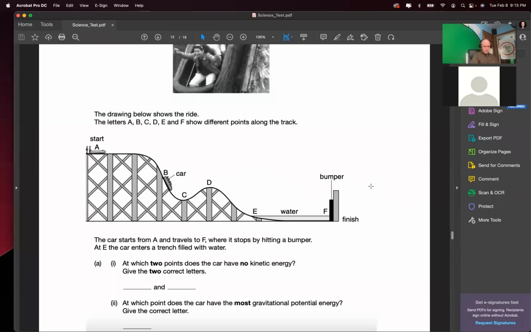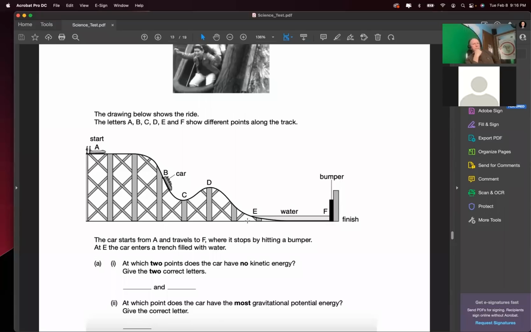And other than that, it doesn't say where it stops either. So I'm not completely sure. The car starts from A and travels to F, where it stops by hitting a bumper. At point E, right here, the car enters a trench filled with water.